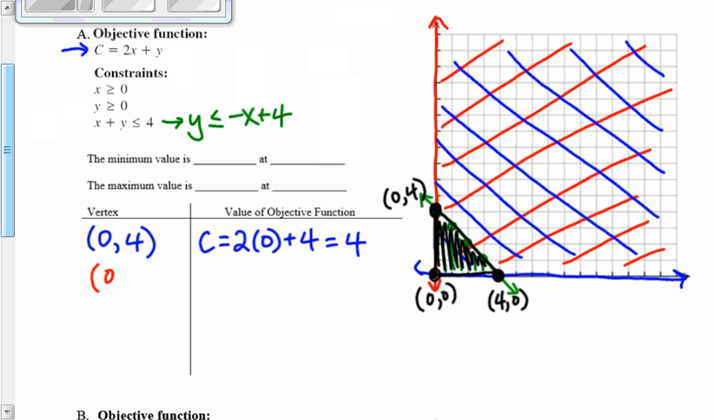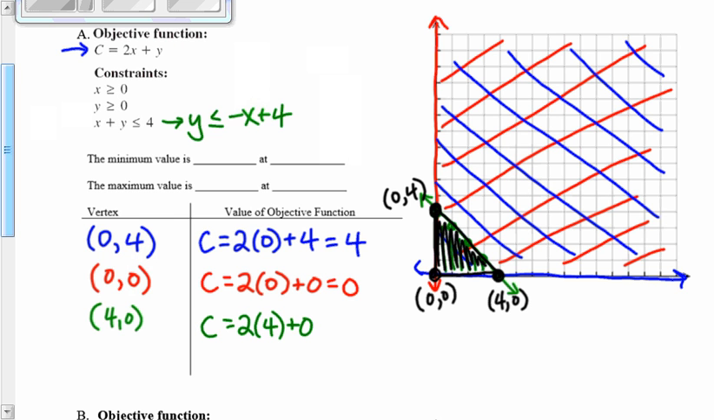Pick another one of your vertices, plug it into the objective function. That simplifies to 0. And then our last one is (4, 0). So plugging that in, that would be 2 times 4 plus 0, which is 8. So the minimum value is an output of 0, and that occurred at the point (0, 0). And our maximum was 8, and it occurred at the point (4, 0).